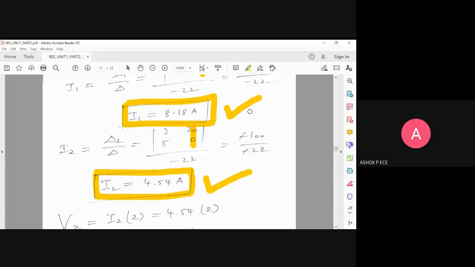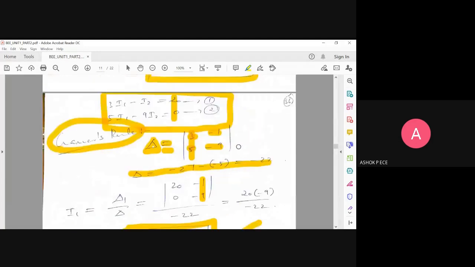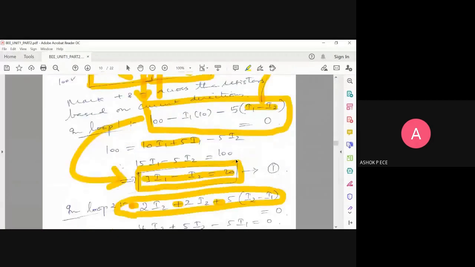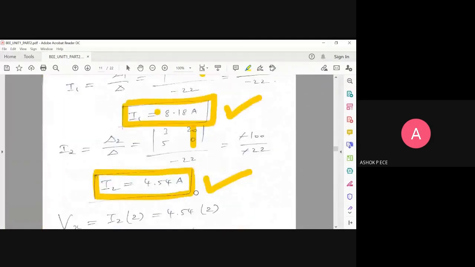So I told you previously, right? In questions, if they give the direction of current, use that. Otherwise, always take the current by this method: current should flow away from your battery. If you take it properly, you'll always get the value of current as positive. The positive current ensures that the direction you have taken is correct. If you get, for example, minus 8.18 amperes, it means the current is 8.18 amperes, but the direction you have assumed is wrong. It has to be the other way. That is the significance of the value of current you get.